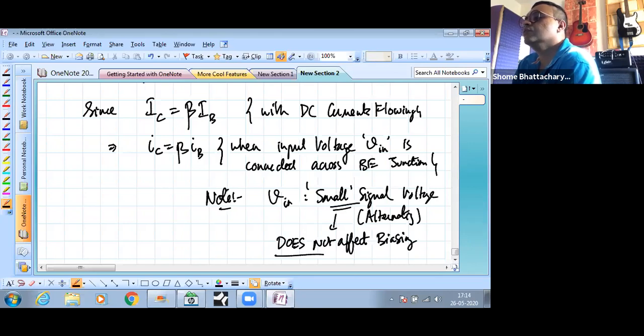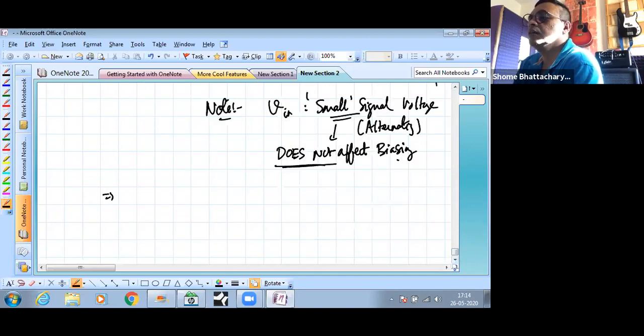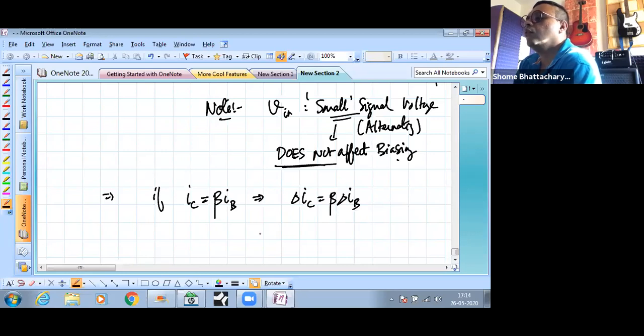So because it does not affect biasing, that is why this relationship holds and beta is constant. Okay. So from that we can say that if IC is equal to beta times IB, then any change in IC will also be equal to beta times the corresponding change in IB. Or we can say that the amplitude of IC will be equal to beta times the amplitude of IB.